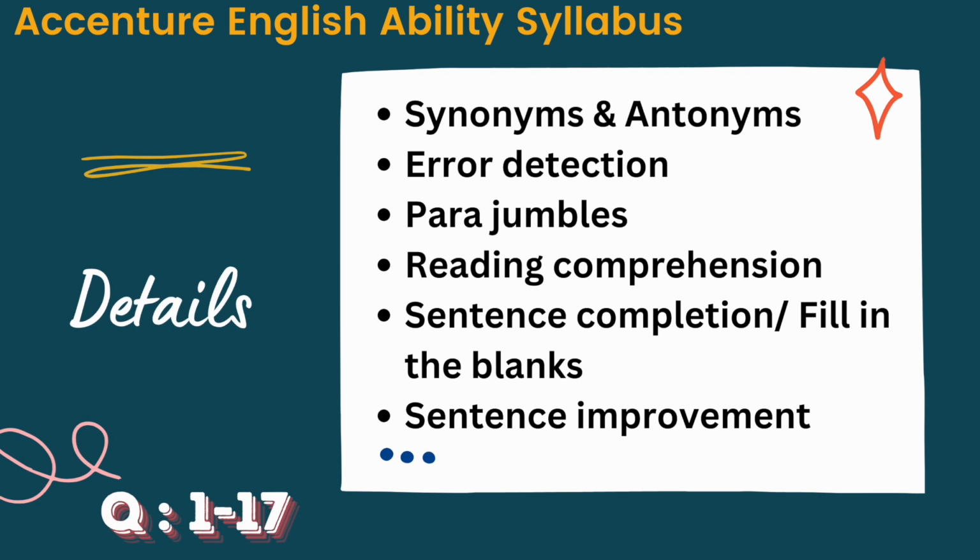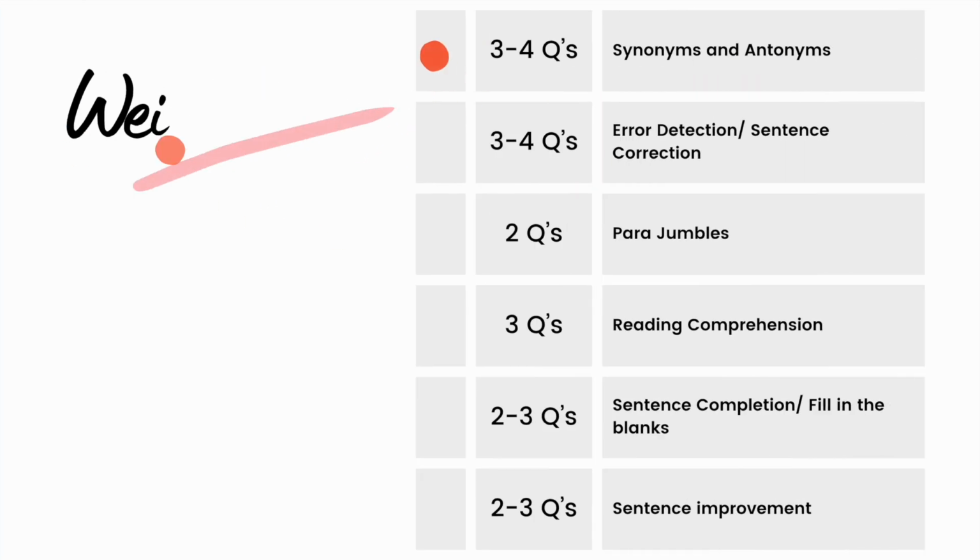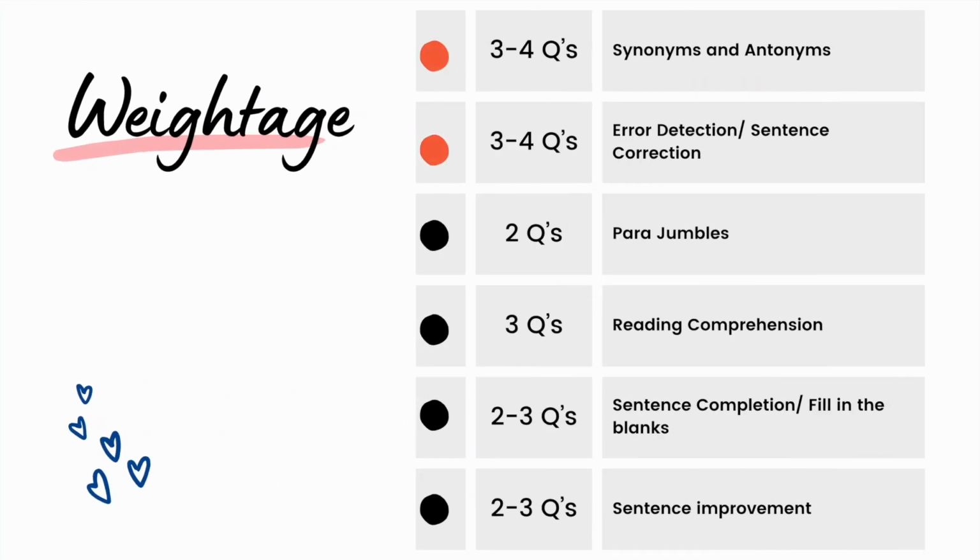The first 17 questions you are going to see in the Accenture paper are communication or English ability. Broadly, the weightage will be like this: 3 to 4 questions from antonyms and synonyms, 3 questions from reading comprehension, 2 to 3 questions from sentence completion, 2 to 3 questions from sentence improvement, and 3 to 4 questions from error detection.